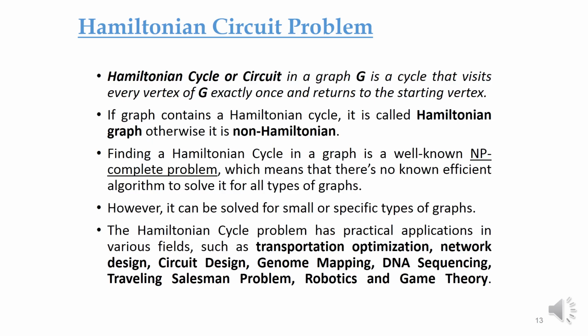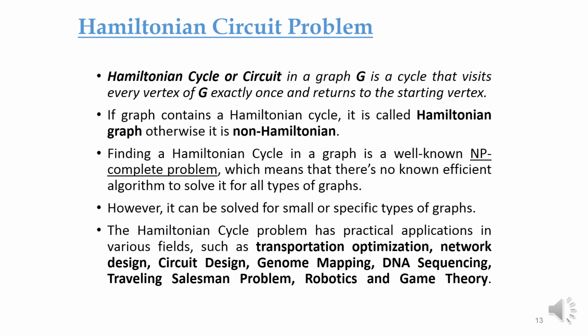Next we can see the Hamiltonian circuit problem. A Hamiltonian cycle or circuit in a graph is a cycle that visits every vertex of the graph exactly once and reaches the starting node. That is, we start from the initial node, visit all the nodes in the graph, and again reach the starting node. If the graph contains this Hamiltonian cycle, we can say that the graph is a Hamiltonian graph.